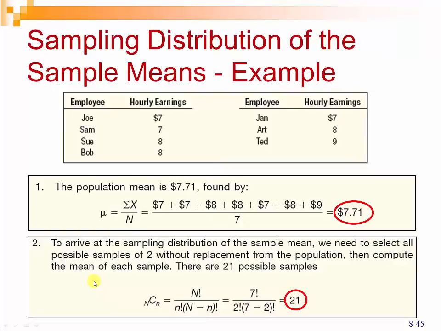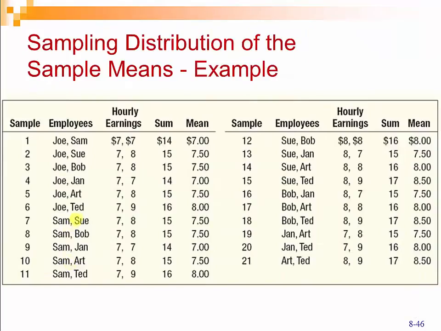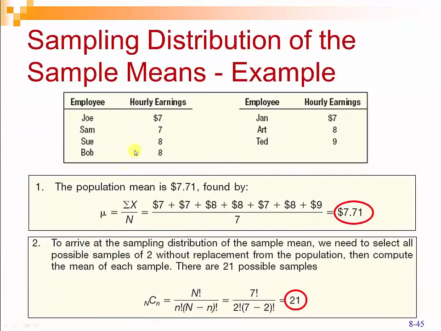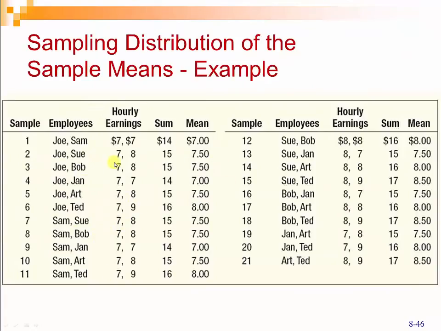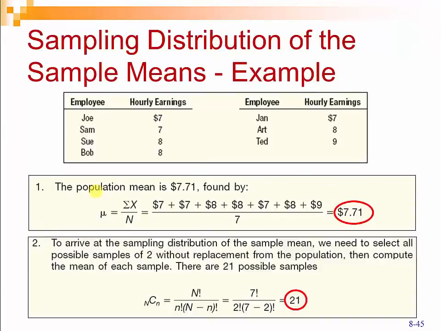So next we determine the 21 sample means from all possible samples of 2 that can be drawn from the population. This is why we only use 7 employees, because you can see how busy this gets. So here are the 21 sample means from all possible samples of 2 that can be drawn from the population. Now normally you're not going to capture every possible combination of samples when you're working on a project or a research study. The point here is to show how we can build the sampling distribution of the sample means.